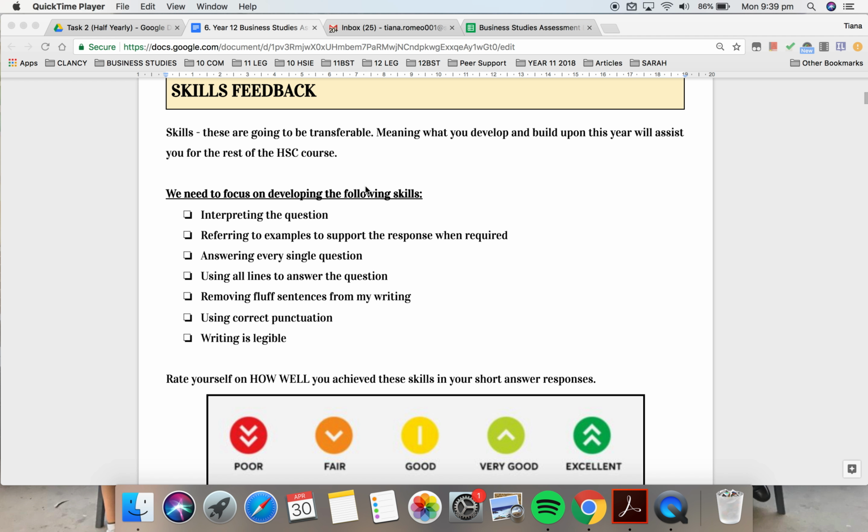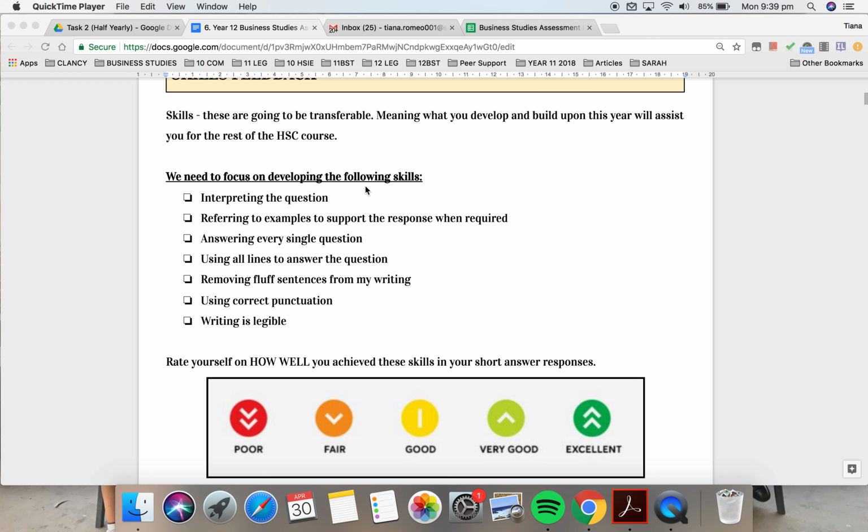Ensure that you're answering every single question. It was really disappointing to see a number of questions left blank in the short answer section. Even if you don't know the content, you still need to provide something in that answer. Something is better than nothing. Use all the lines to answer the question. The lines are provided to you to show you that if you use all of those lines, you should be able to adequately answer the question.